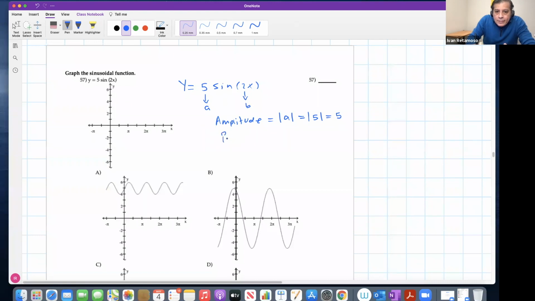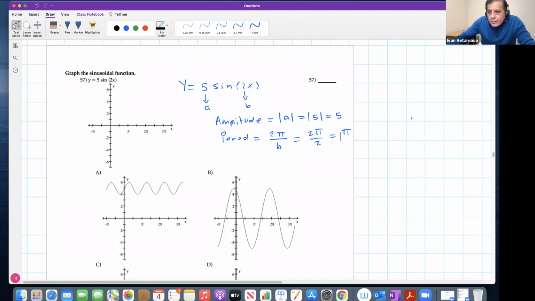Now the period, what's the period? Period is equal to 2 pi, the period of the sine function in its basic form, divided by b. But b in this case is 2. So 2 into 2, 1. So this is pi. Very good. Now I have amplitude 5, period pi. So with that, I should be able to graph this function.